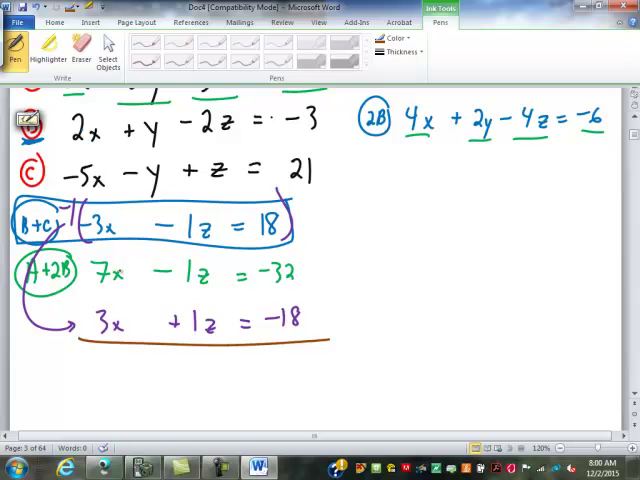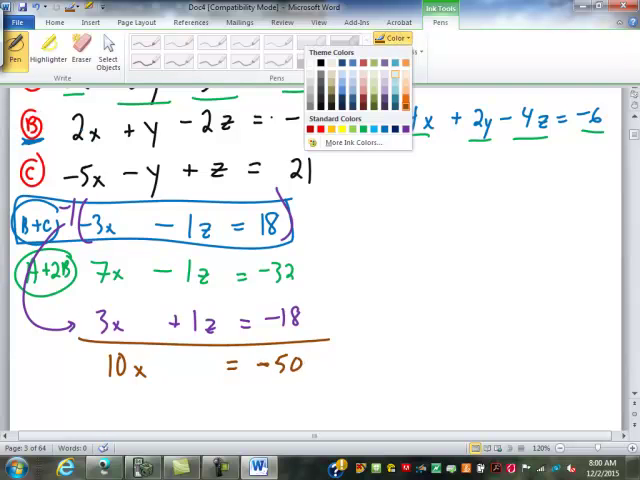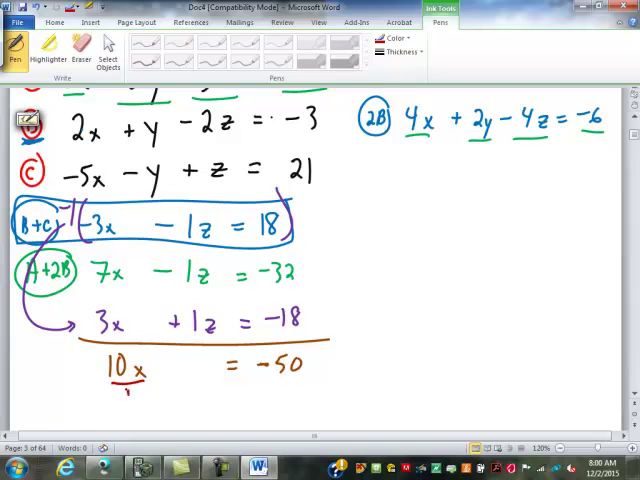So now I'm going to add. 7x and 3x make 10x. Negative 1z and positive 1z cancels out. Negative 32 and negative 18 is negative 50. We divide by 10, x equals negative 5.